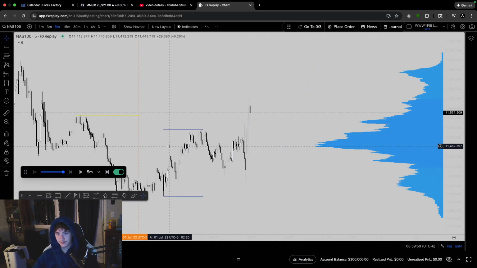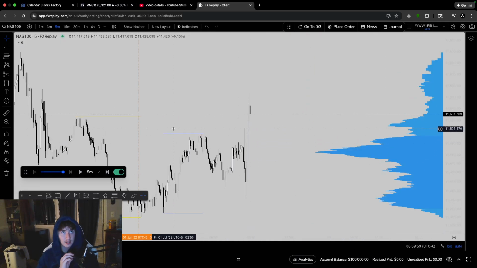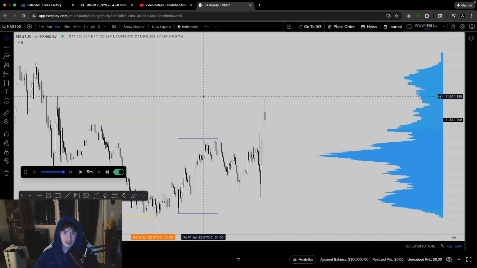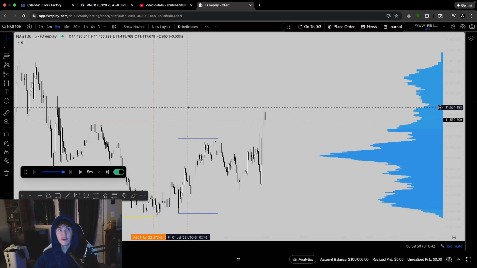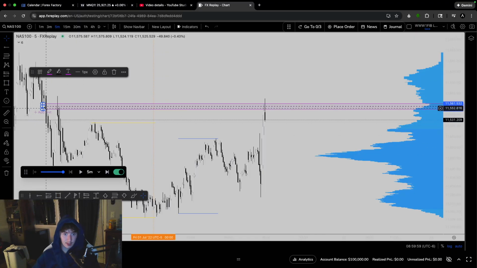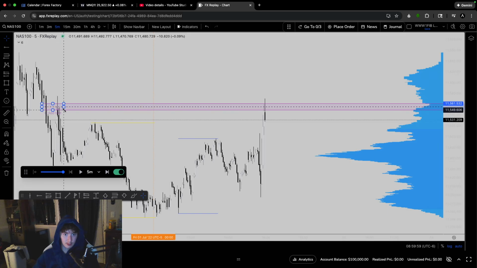Let's analyze this. Swept London high and Asia high. And took out... No, we didn't take out this high. But we did tap in this 5-minute fair value gap right here. And we are, in fact, holding it. It's a pretty good confluence right there.